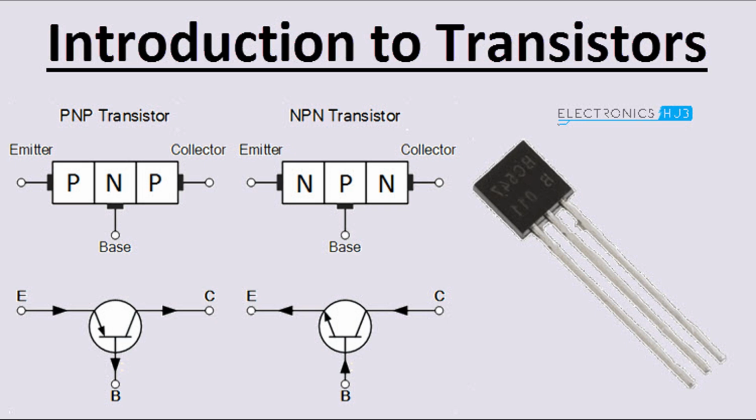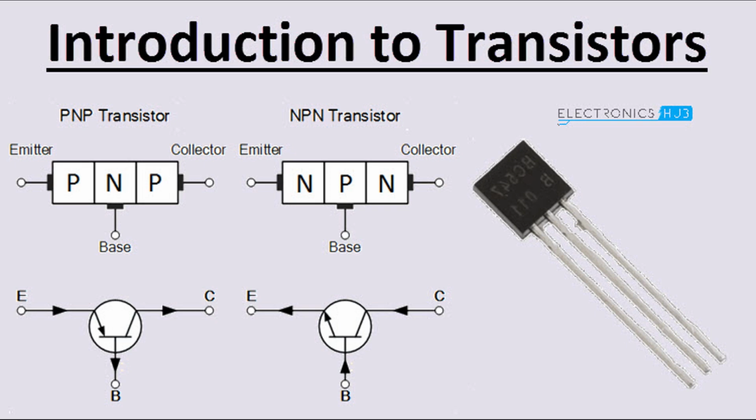The BJT has 3 different operating modes. Active mode. In the active mode, the transistor is biased to allow current flow from the emitter to the base. The amount of current flowing through the base controls the larger current flow from the collector to the emitter. This mode is commonly used for amplification purposes.